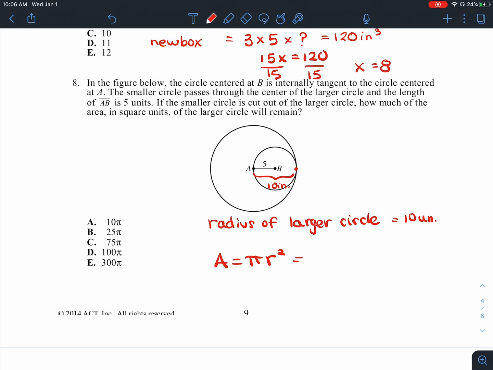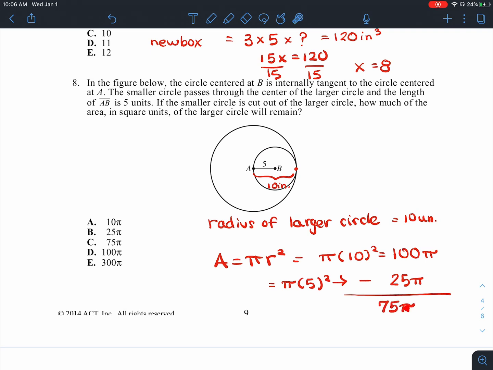So if we were to take the area of the large circle, again, the radius is 10, the area of the large circle would be 100 pi. But that actually includes the area of the small circle. So now we need to subtract the area of the small circle from that. The radius of the small circle is 5, so it'd be pi times 5 squared, or 25 pi. And now we're going to take 100 pi minus 25 pi, and that leaves you with 75 pi. You need the pi symbol on that. That gives you the answer C.